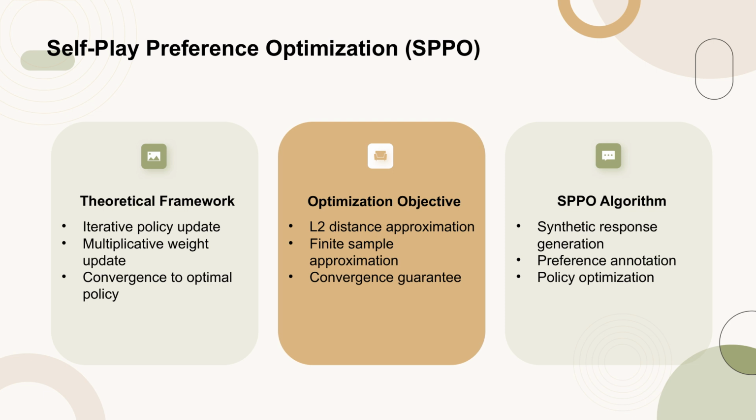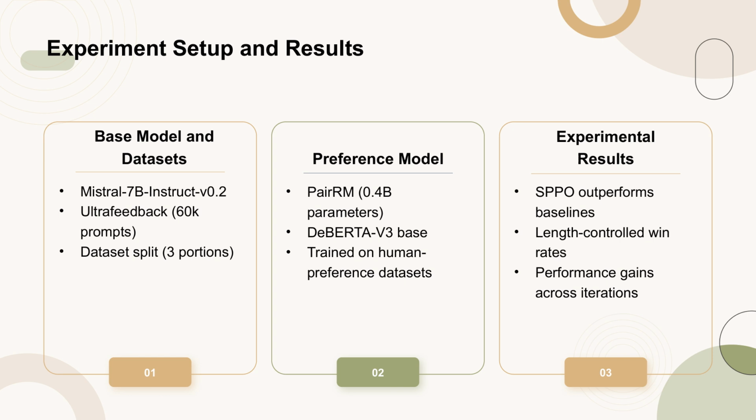The SPPO algorithm itself involves generating synthetic responses, annotating these responses with preference data, and then optimizing the policy based on this annotated data. The experiments utilize the Mistral 7B Instruct v0.2 model and UltraFeedback dataset, which includes around 60,000 prompts. The dataset is split into 3 portions to prevent overfitting during fine-tuning. The PairRM model, based on DeBERTa v3, is employed as the preference model, trained on high-quality human preference datasets.